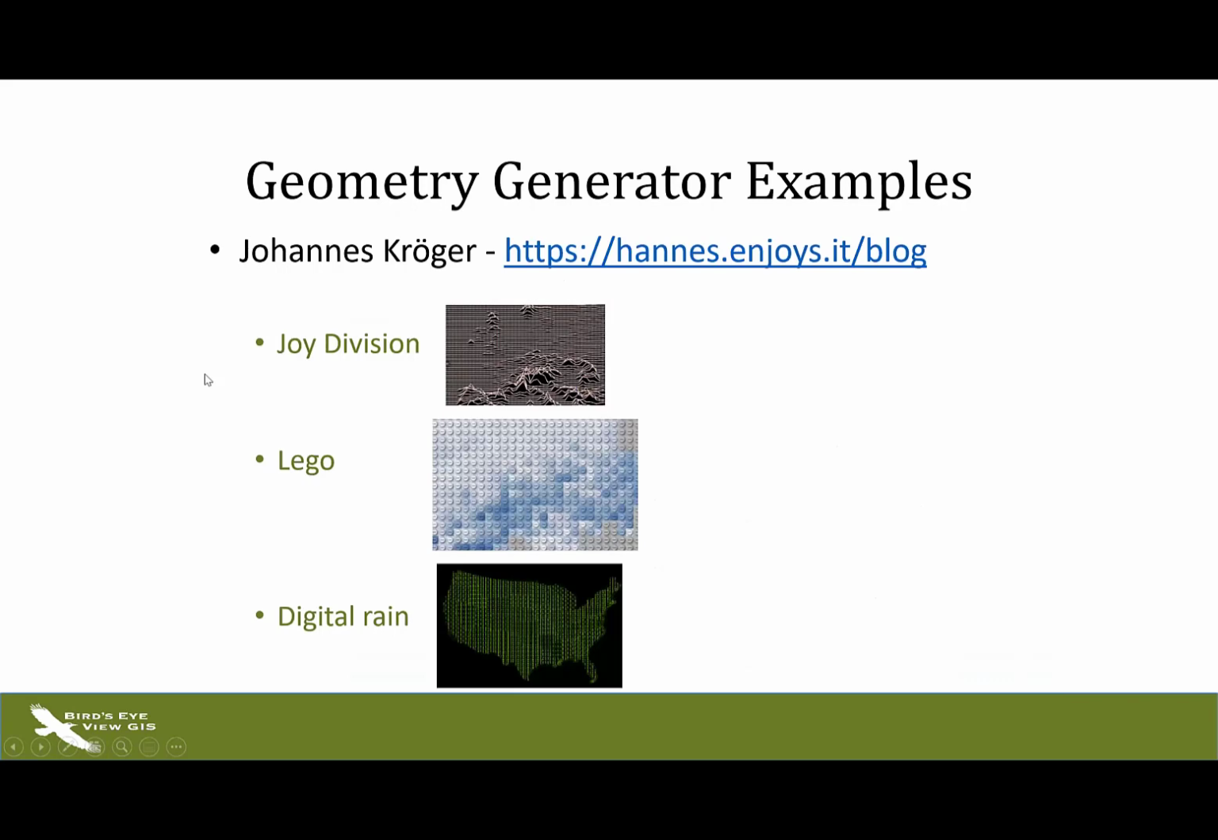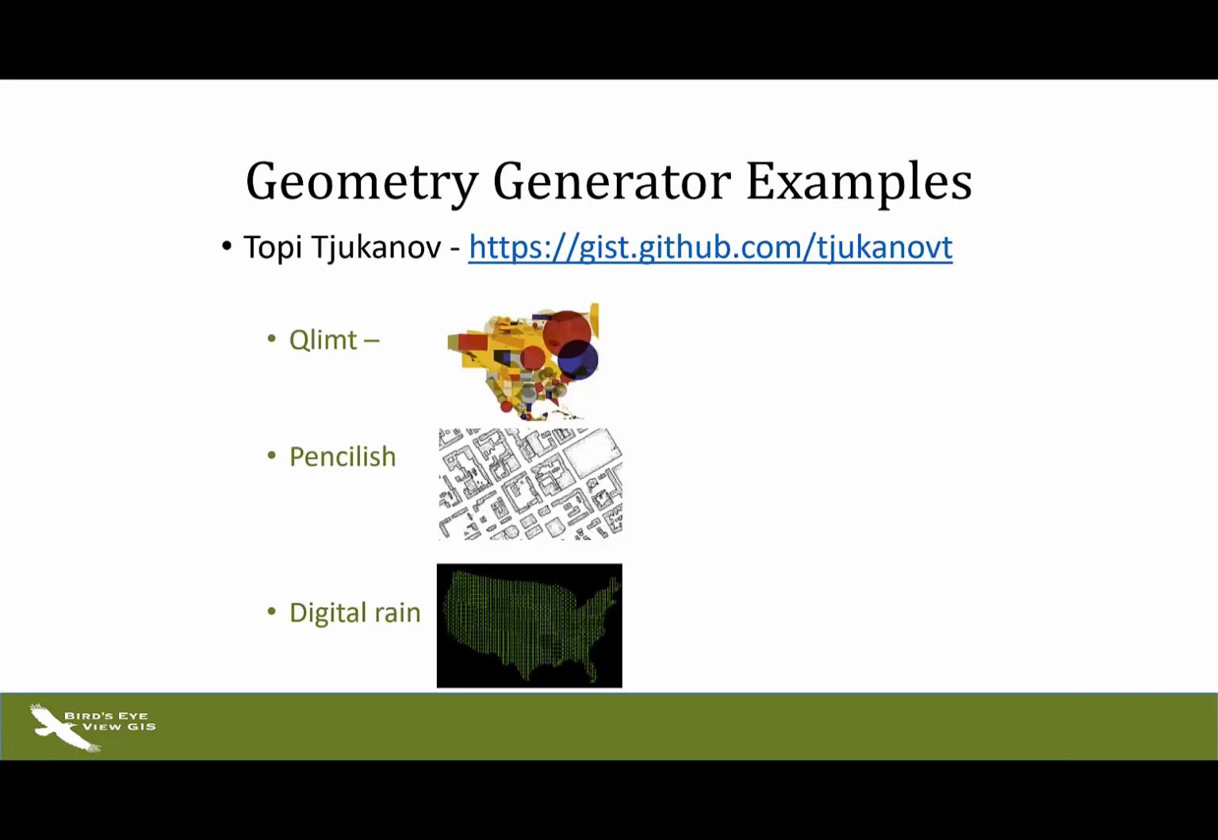Also, this gentleman, Johann Kroger, has a blog, Hans Enjoys It, and he has geometry generators for doing some other cool things that probably aren't things you do in the office, but are fun. So Joy Division maps with geometry generators, Lego maps, digital rain. You can find all the expressions for how to do that on his page.